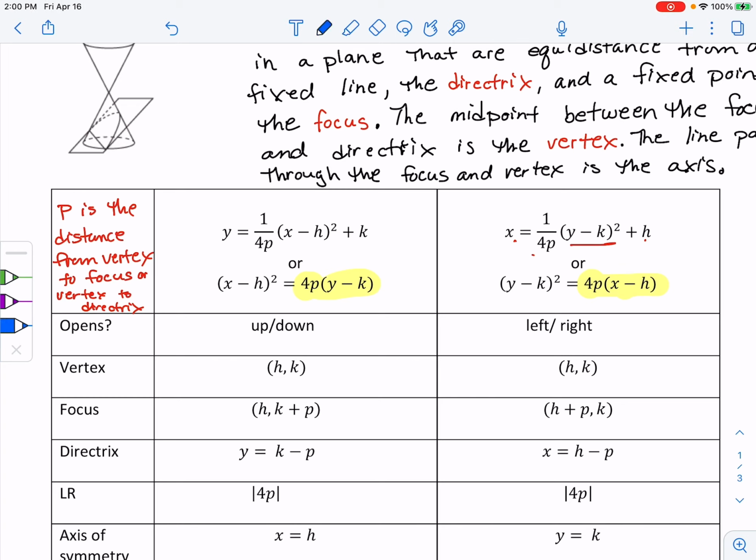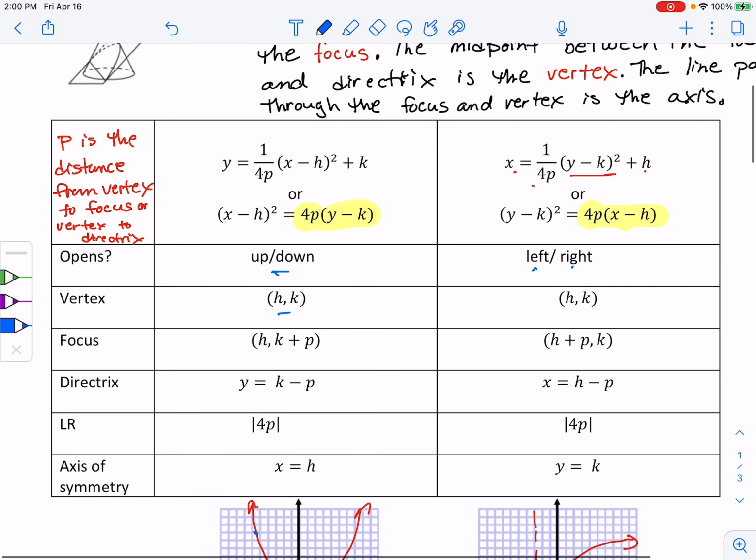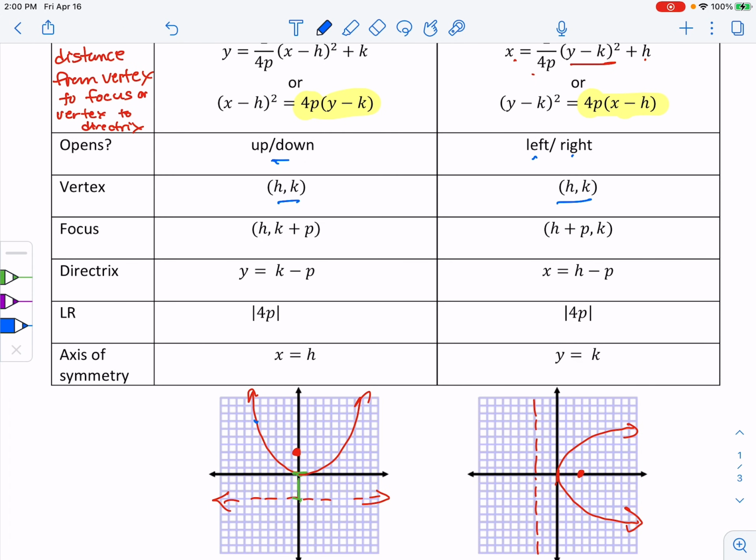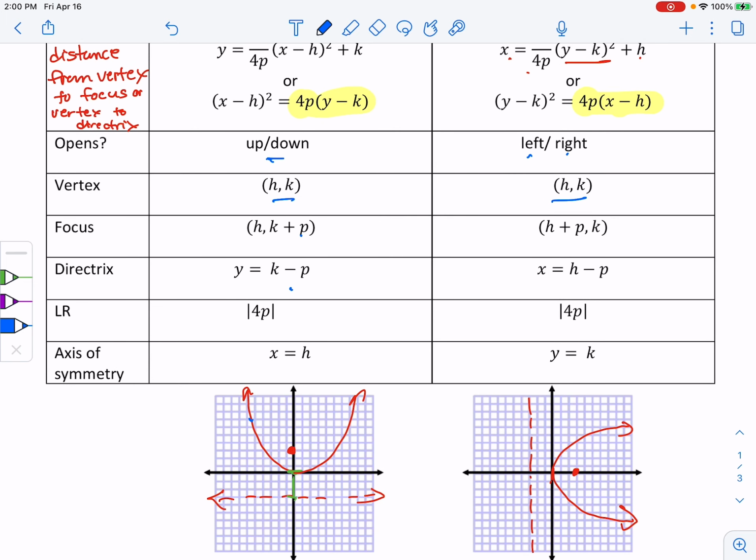All right, so it opens up or down, positive or negative. That's not new. It opens left or right. It's right, positive, left, negative. H, k is the vertex. To find the focus, when it's vertical, opening up and down, you're adding p to the y value and subtracting it from the y value. When it's opening left and right, you're adding it to the x value, which makes sense. I graph it first and then I figure out the coordinates, because that's the way my brain works.